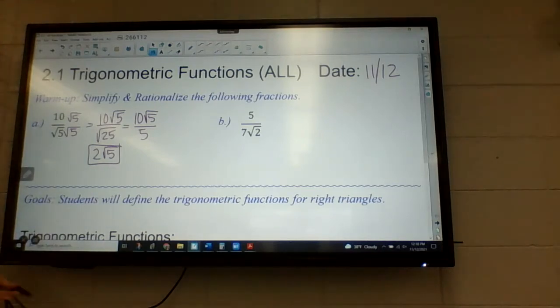Why don't you guys look at letter B and determine what you think we should do there. I'll give you a little bit of time to think about it. That one's a little bit trickier, but at the same time it's a similar idea.